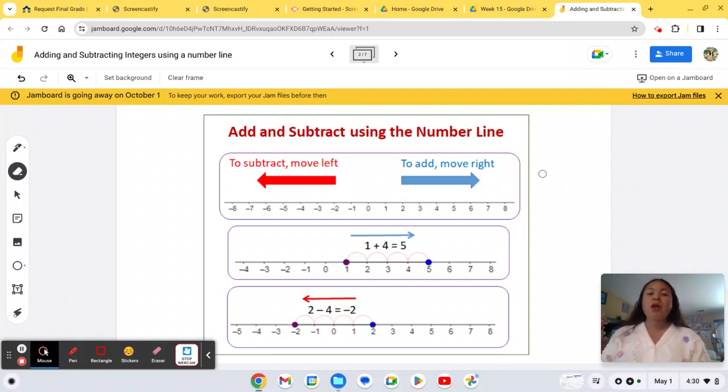Because using the number line, you will be able to predict if your answer will be positive or negative. If we're adding using a number line, first we're going to mark the number that we're adding. And then if we're adding, we're going to move to the right. If you are subtracting, your direction would be moving to the left. Let's have one example.